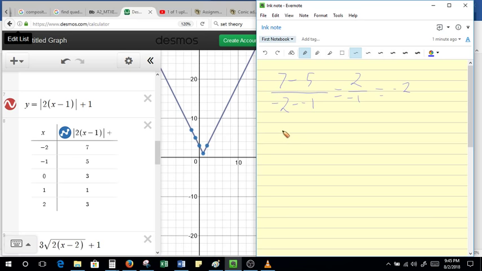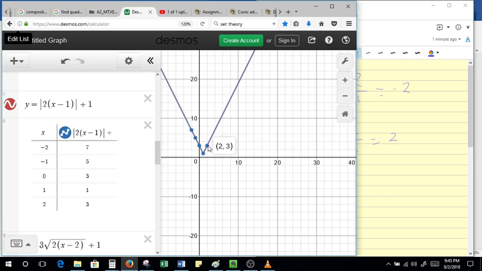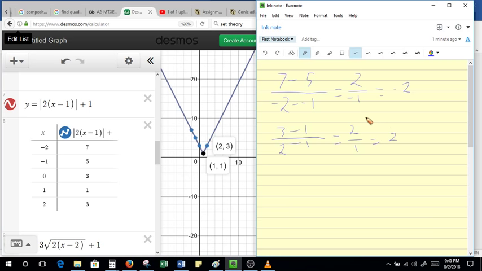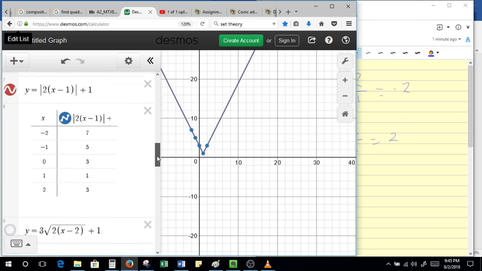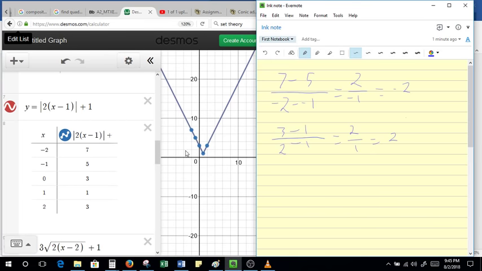And let's try from the positive side. So 3, 2, and 1, and 1. So that's going to be 2 over 1, which equals 2. Again, we can see that that is true. So we know that from looking at the values that this is weighted towards the right. So it's going to be our negative slope that hits the y-axis. So we can find that point.